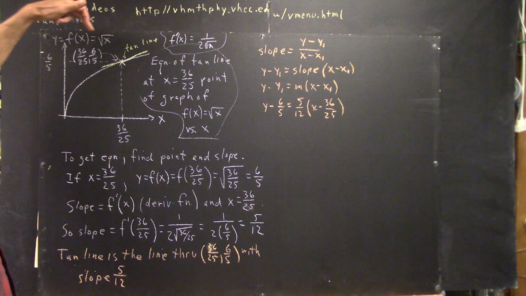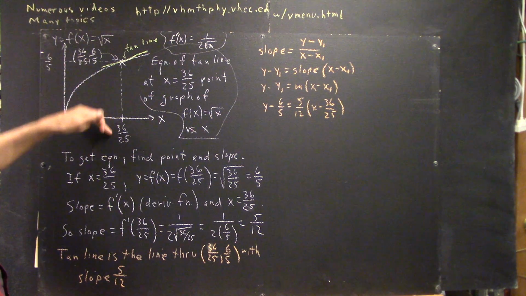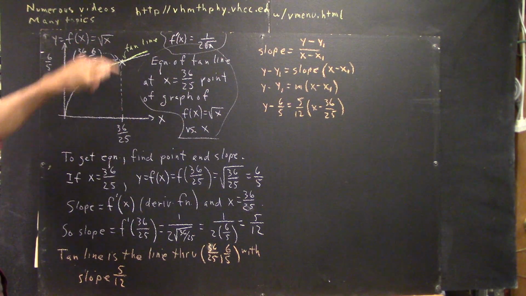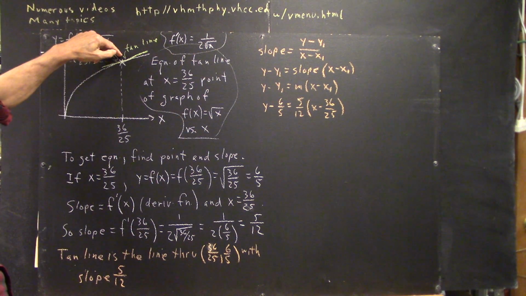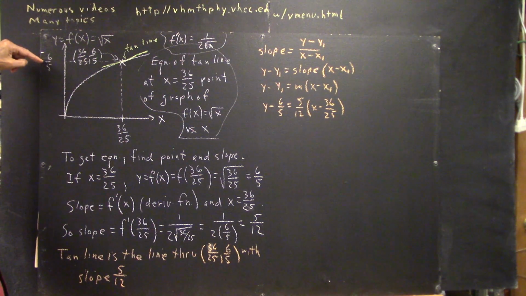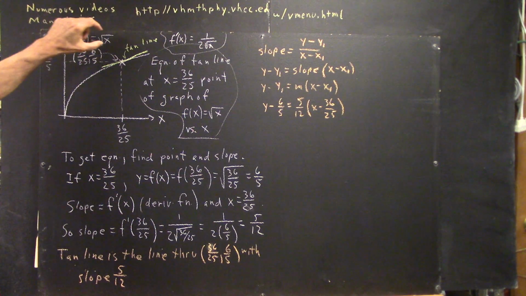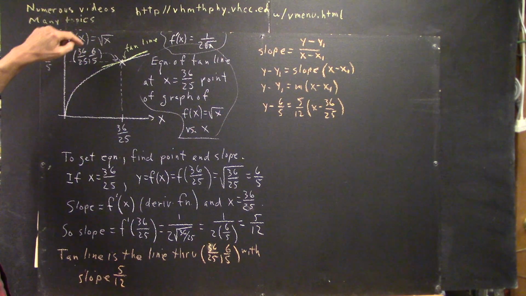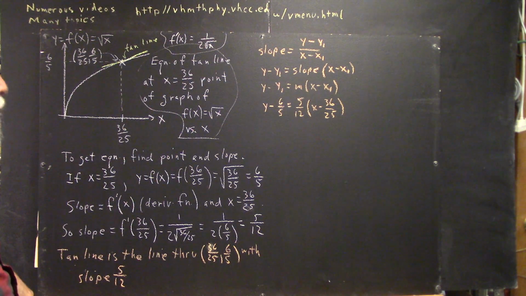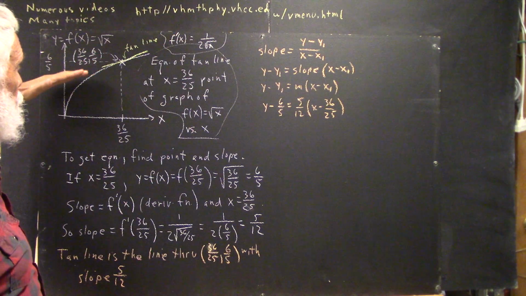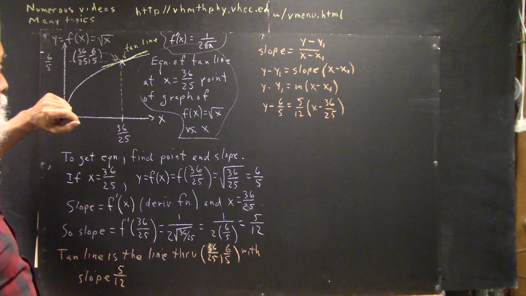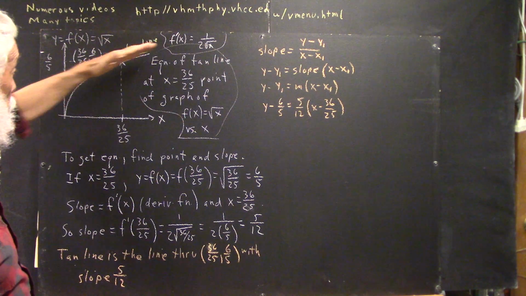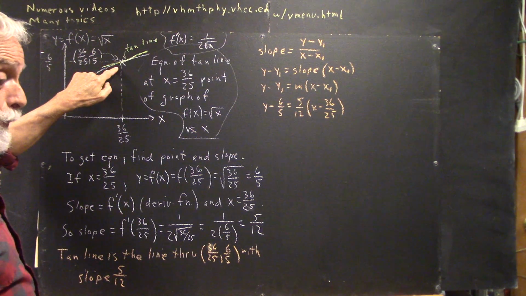Given y equals f of x equals square root of x, with x equals 36/25, we found the point on the graph that has that x coordinate. We found the y coordinate just by plugging this into the function: 6/5. The coordinates of the point are (36/25, 6/5). And the tangent line is the line through that point that just touches the graph in one point.